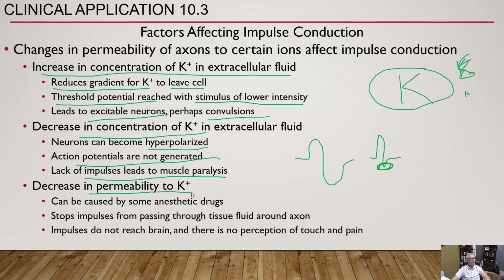Decrease in permeability to potassium. Those are your anesthetic drugs. Impulses don't reach the brain. Perception of touch, pain.